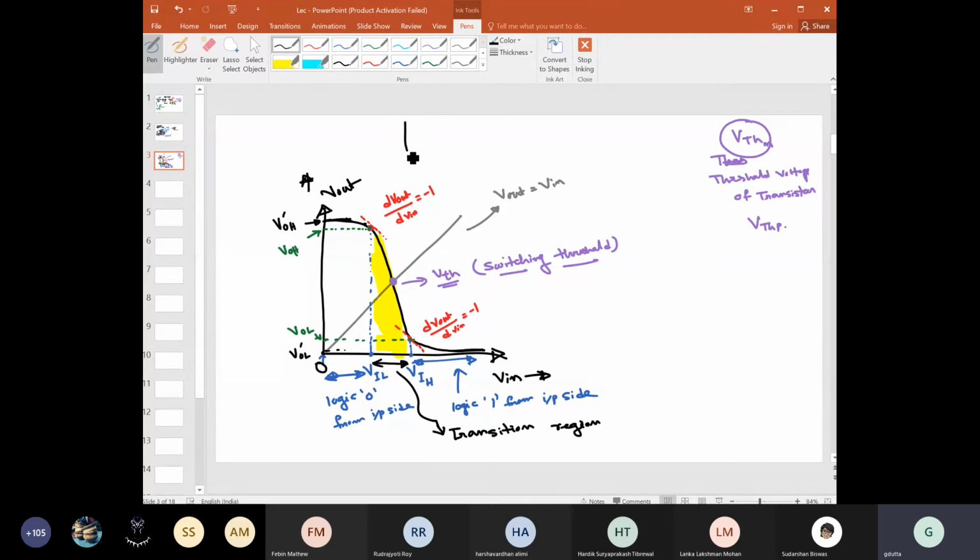because you have to always compare it with the ideal VTC, right? The ideal VTC is like this, where the slope is infinite. This is the ideal one. So obviously you can say from here that the transition region is expected to be as small as possible, or the slope is expected to be as high as possible in this region, right?